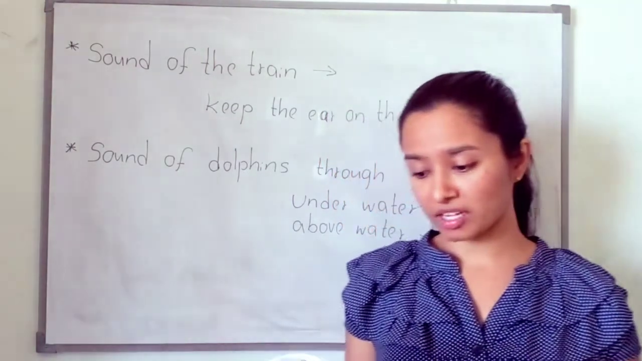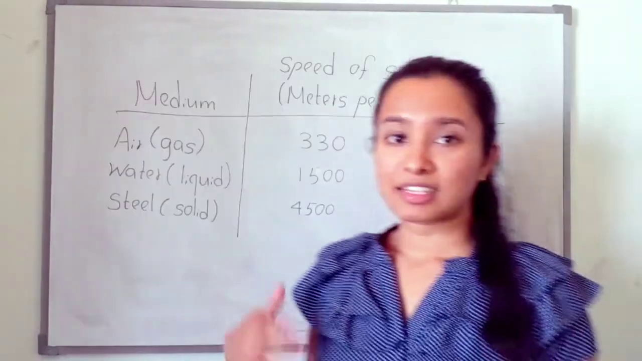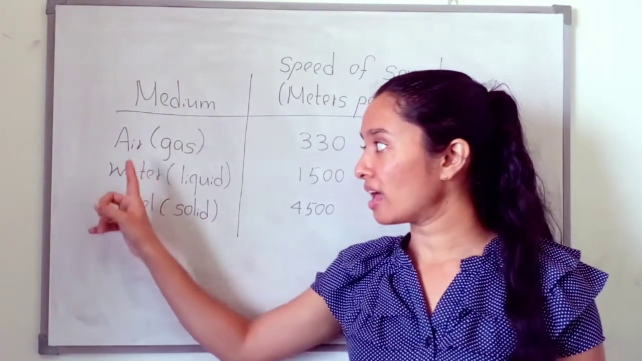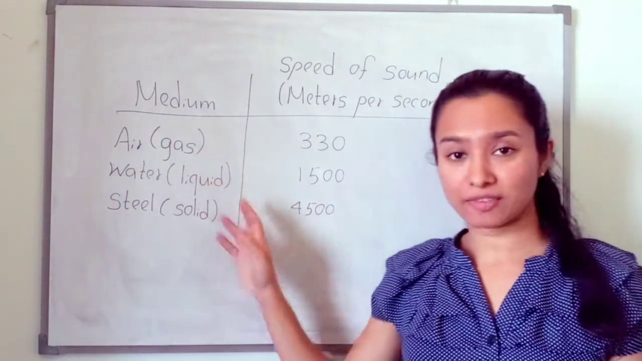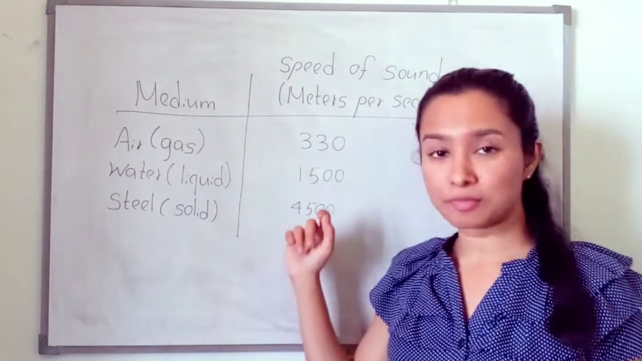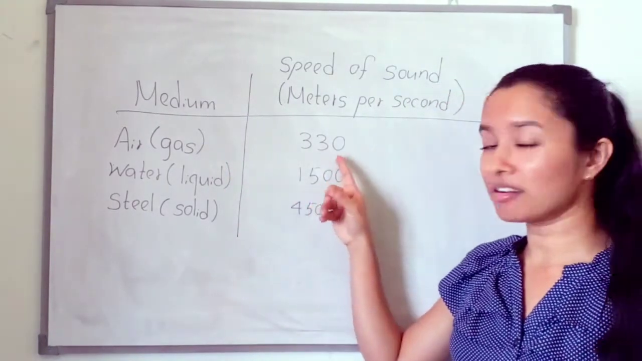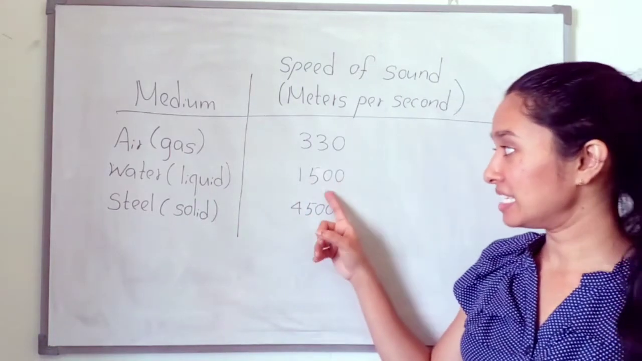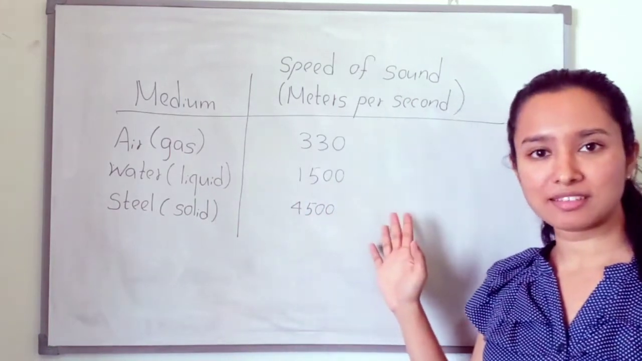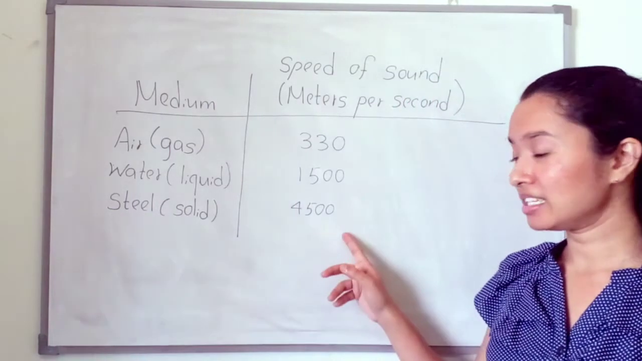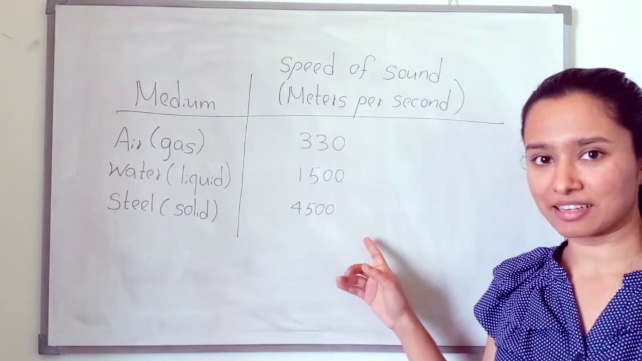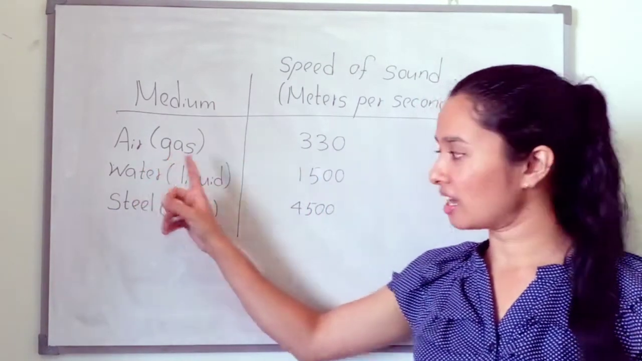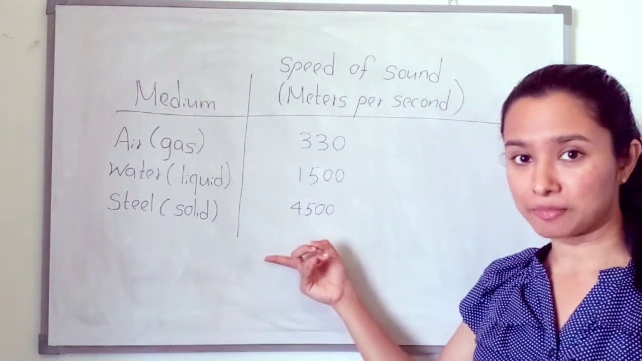Okay, let's find out what the speeds are in these media. These are the speeds of sound according to the media: gas, liquid and solid. In gaseous media the speed of sound is 330 meters per second. In liquid media it is 1500 meters per second. And in solid media it is 4500 meters per second. So the lowest speed is in gaseous media and the highest speed is in solid media.